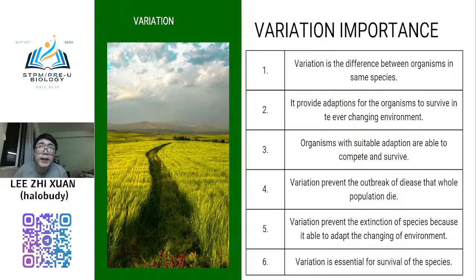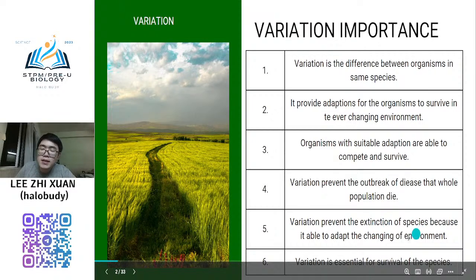For example, COVID-19. If all humans had the same variation, once COVID-19 came out, one outbreak would make all people die, because all people share the same characteristics. We are totally the same. So when people are infected with COVID-19, almost everyone would die already. Variation also prevents the extinction of species, because it lets them adapt to a changing environment, and it is essential for survival.